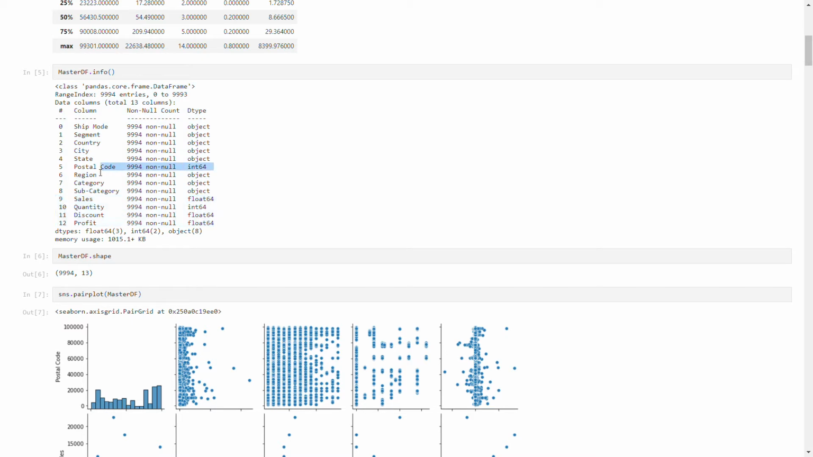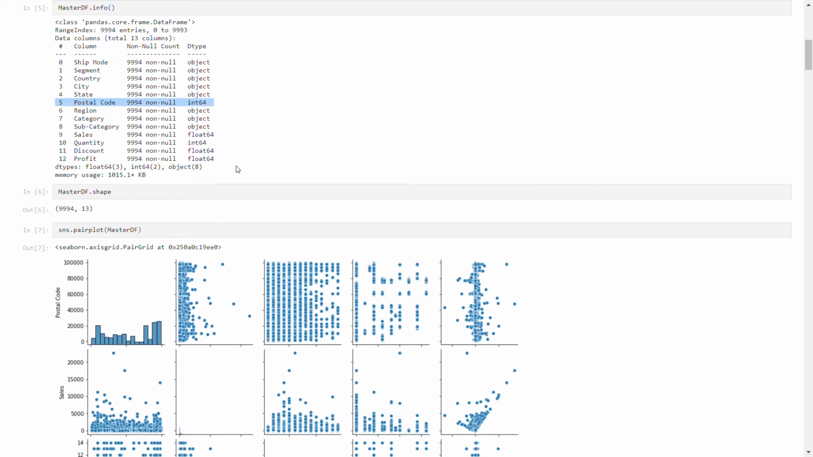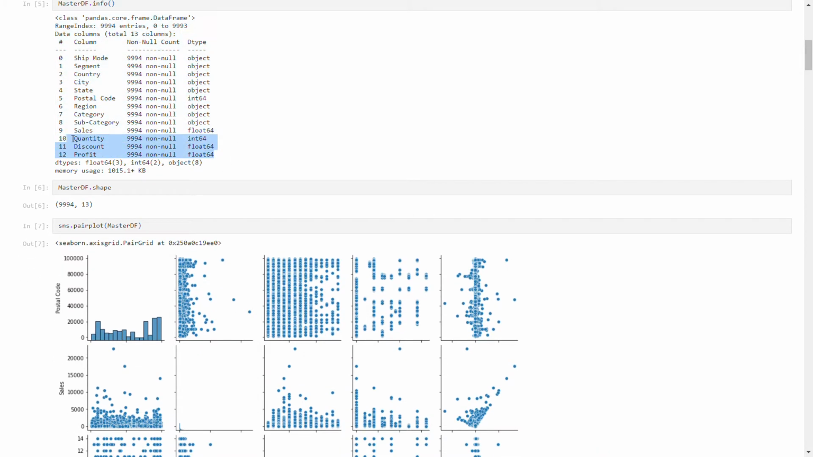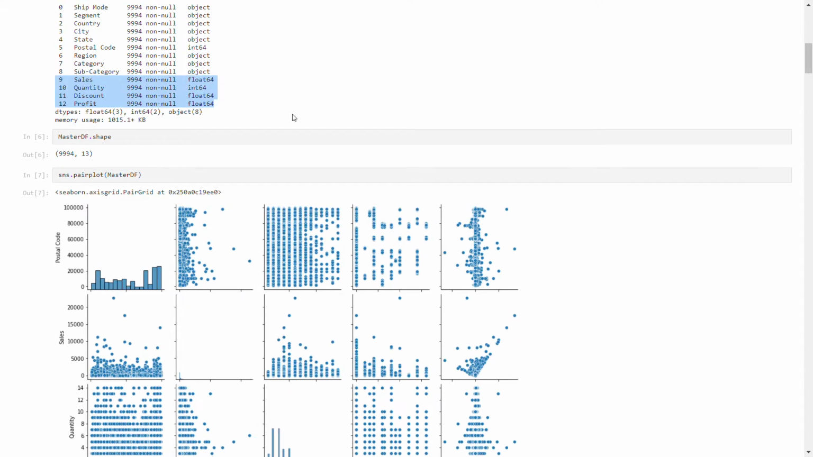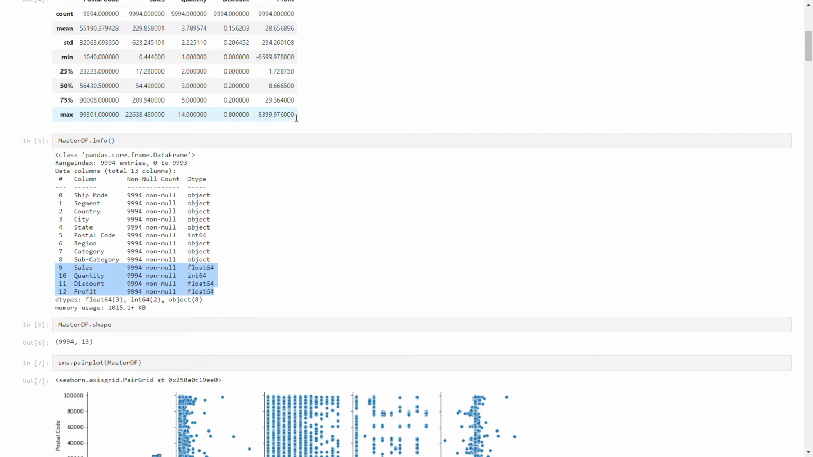One more is there, but it's the postal code, and it is a regional identification number, so we can just ignore it for now. Now, if you observe these things, we can do the analysis on these four columns very nicely. So let's go for the pair plot. As we have just 13 columns, we can go for it.